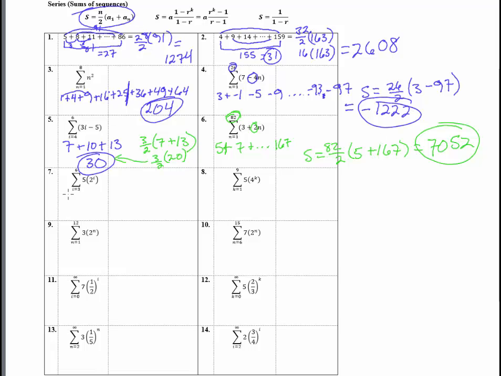Okay, number 7. Oh, there's a different type of one going on here. It starts with i equals 3, so 5 times 2 to the third power. So 5 times 8, that's our first term. So let's write it down here. We got 40. The next one is 5 times 2 to the fourth. 2 to the fourth is 16 times 5. Punch that in, we get 80.